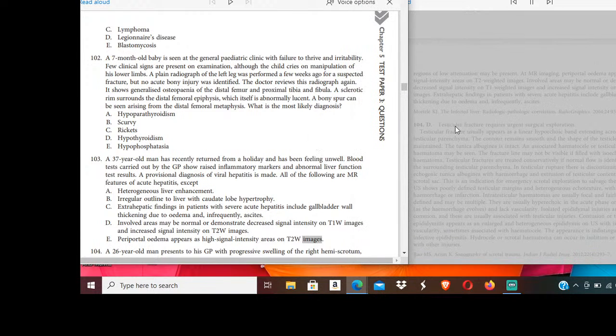regions of low attenuation may be present. At MR imaging, periportal edema appears as high signal intensity areas on T2 weighted images. Involved areas may be normal or demonstrate decreased signal intensity on T1 weighted images and increased signal intensity on T2 weighted images. Extrahepatic findings in patients with severe acute hepatitis include gallbladder wall thickening due to edema and infrequently ascites.